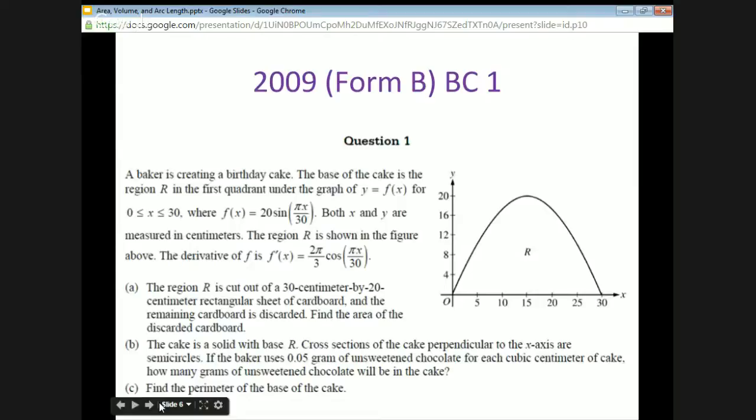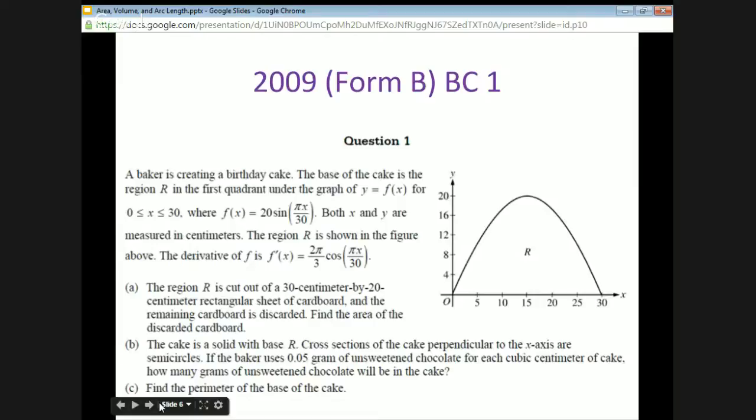A baker is creating a birthday cake. At the base of the birthday cake is the region R in the first quadrant under the graph of y equals f of x for x between 0 and 30, where f of x is equal to 20 sine of pi x over 30. Both x and y are measured in centimeters. The region R is shown in the figure above. The derivative of f is f prime equals 2 pi over 3 cosine of pi x over 30.